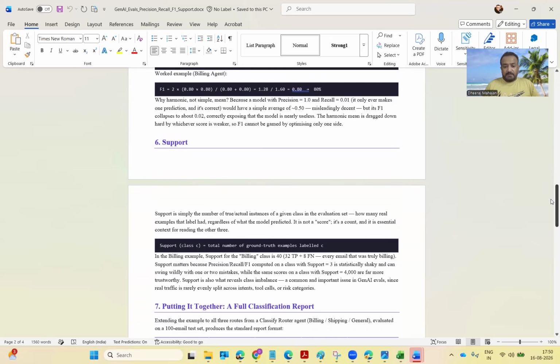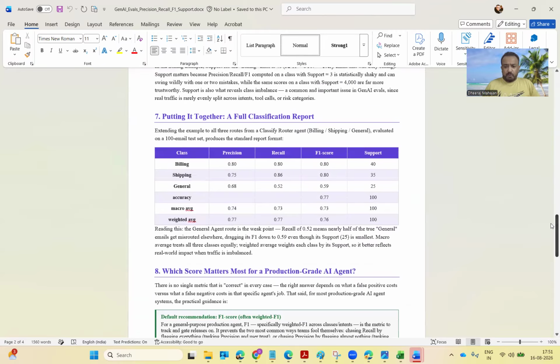Support is simply the number of true, actual instances of the given class in the evaluation set. How many real examples the label had, regardless of what the model predicted. It is not a score, it is a count, and it is essential to the context of reading the other three. So when we put all those things together, we will get some scores like this. For example, for a billing agent, shipping agent, we get scores, accuracy, and the macro average and weighted average.